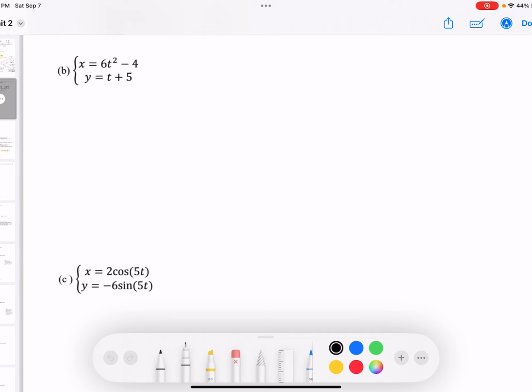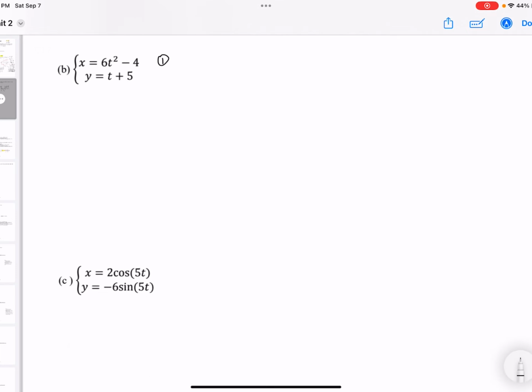Number B: if I have this parametric equation, I want to convert it to one equation with only x and y, without the t. Let's eliminate the t. The two equations are number 1 and number 2. I'm choosing number 2 because it seems very easy, and number 1 has a square. So we isolate t from number 2: y is equal to t plus 5. Let's subtract 5 from both sides: y minus 5 is equal to t.